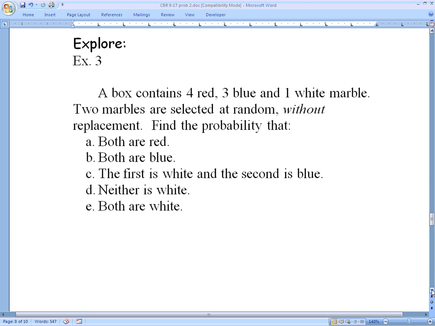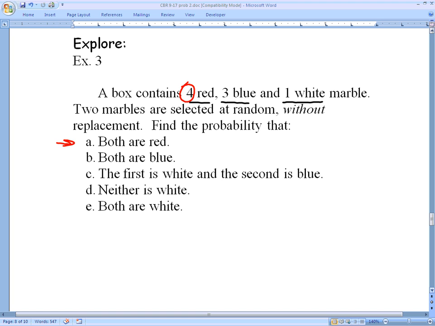Now, why is probability going to be dependent in this case? Well, the way we normally find probability is we look at the total. So if I look at this first question, it says that both of the marbles that I pull out are going to be red. So what's the probability that my first marble is red? Well, there were 4 red marbles, but there were a grand total of 4 plus 3 plus 1, which is 8 marbles total.